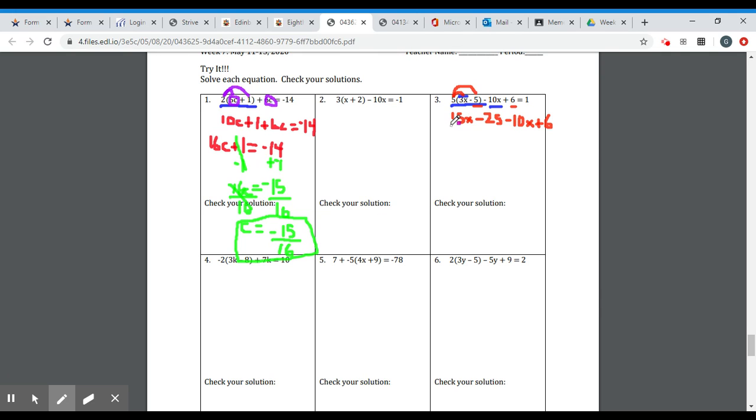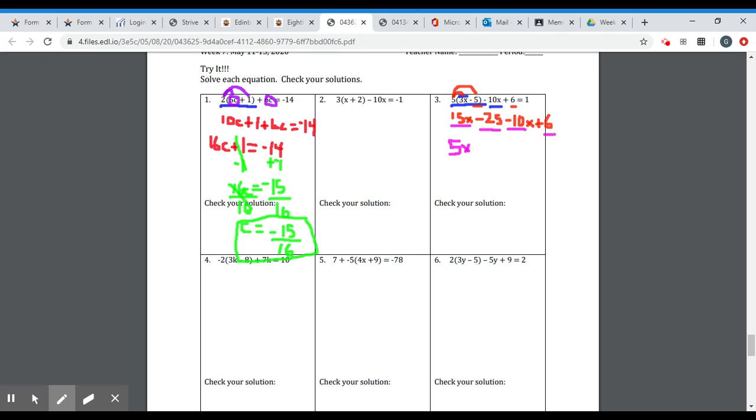So 15 plus negative 10. Integer rule, opposite signs, and I'm adding, so I'm going to subtract. So I have 5x, and which is the bigger number? The 15. So it's positive, so it stays positive. So 5x.